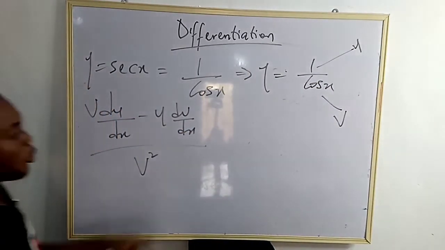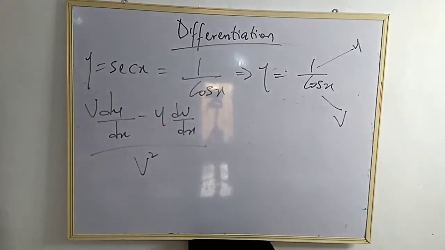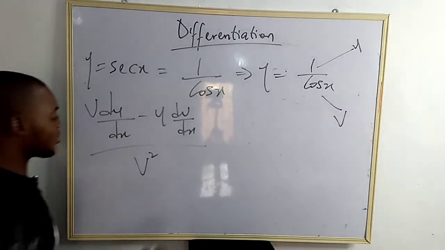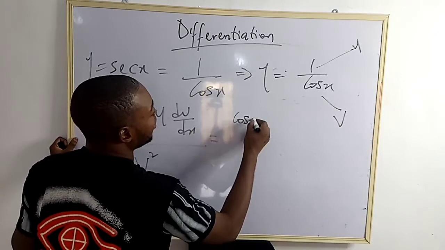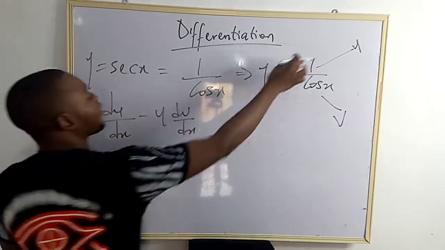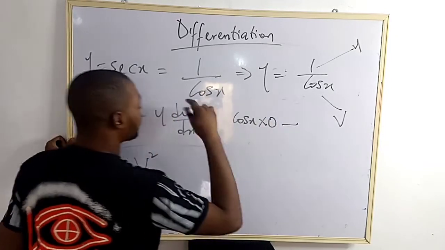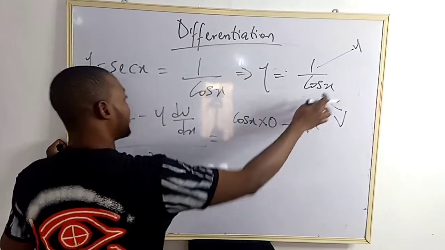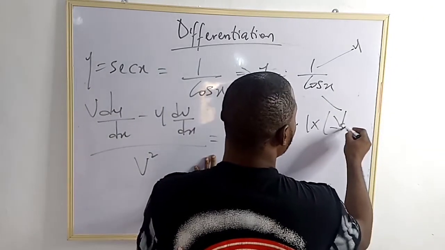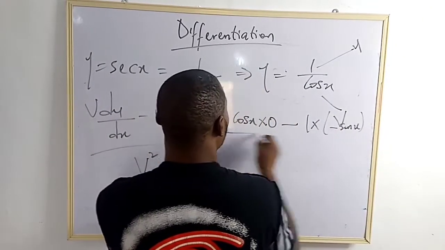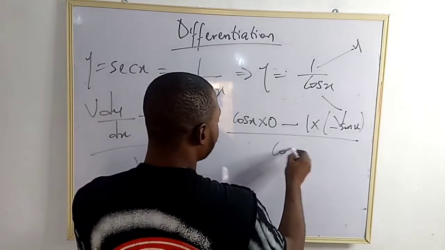So that means this is going to be equal to v, which is cos x, times du dx. What's the derivative of 1? 1 is a constant, so the derivative of 1 is equal to 0, minus u, which is 1, times dv dx. What's the derivative of cos x? That's minus sine x, right? Minus sine x, all over v squared. What's our v? Cos x, that's cos square x.